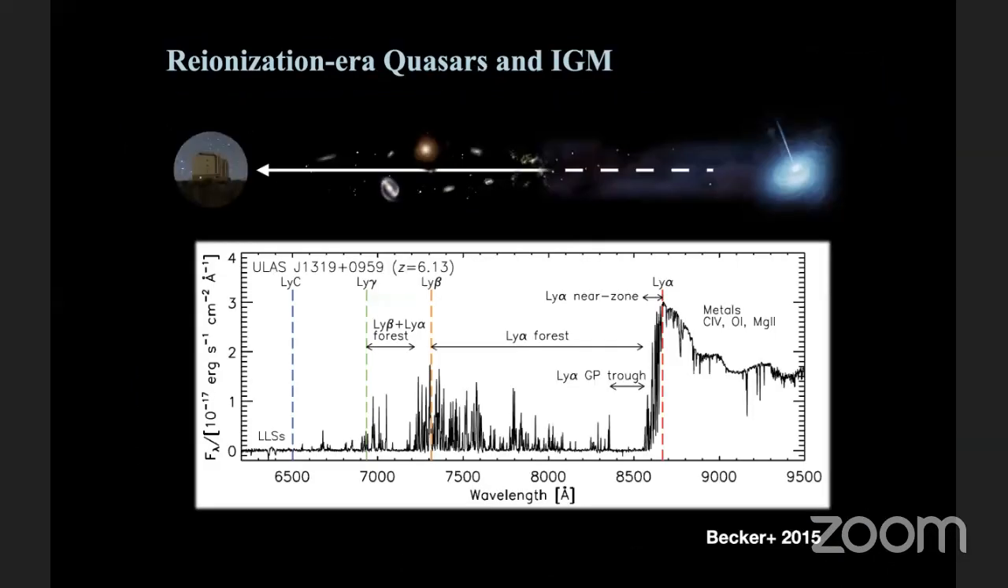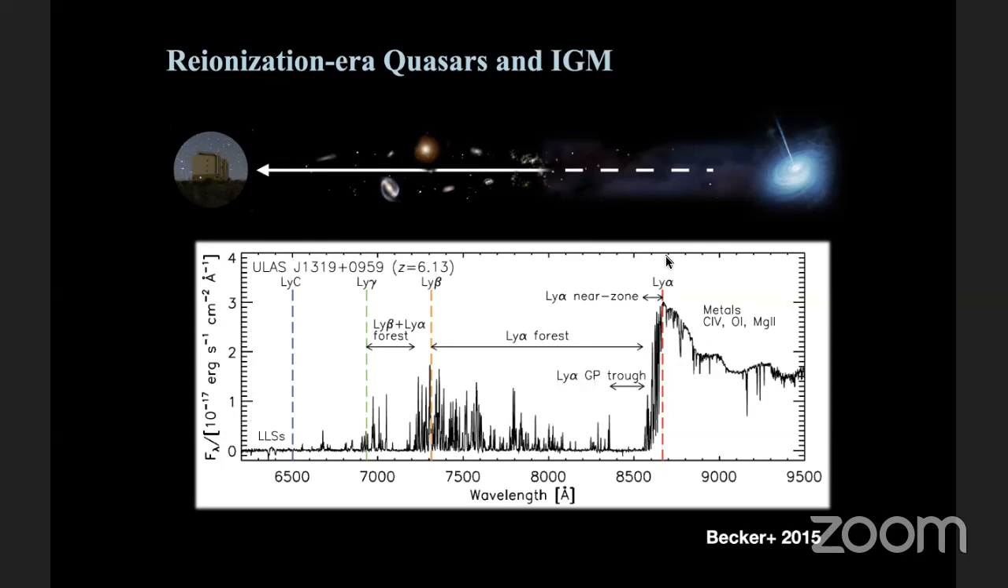So first, this is a typical quasar spectrum at redshift around 6. As we know, we can see a series of absorption features in the quasar spectra that provide us with information on the IGM in the early universe. We can see, for example, the Lyman Alpha and Lyman Beta forest, and at high redshift, we can also see the Gunn-Peterson trough. And we can also see the near zone just blueward of the Lyman Alpha emission line.